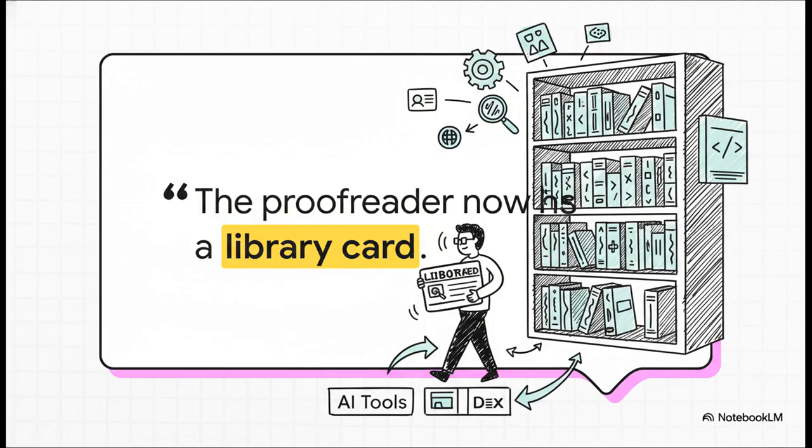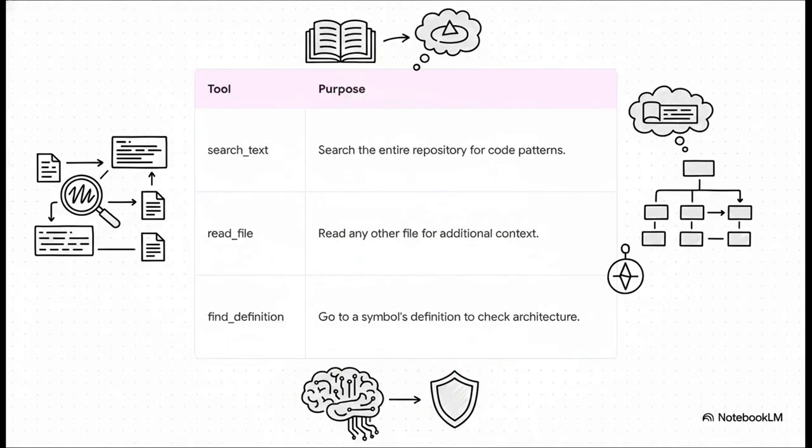This is all possible thanks to a set of features called AI tools. Let's look at a couple of these tools because they're awesome. With search text, the AI can literally search your whole project for a piece of text. With read file, it can open up another file to get more context. And with find definition, it can trace a function back to where it was born. This is what turns it from a simple spell checker into a real architectural analyst that understands how everything fits together.